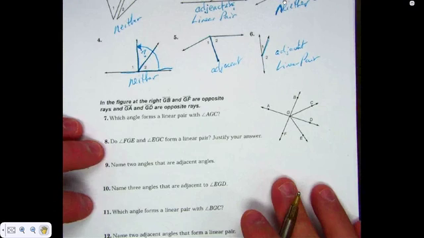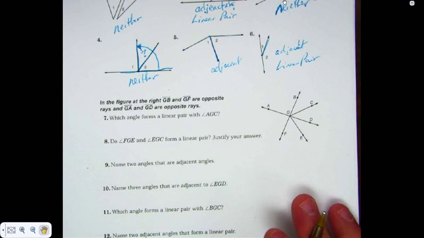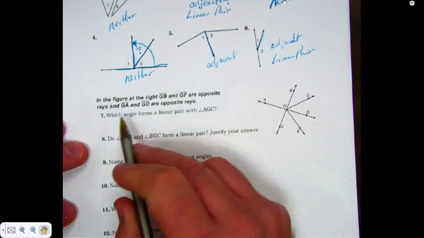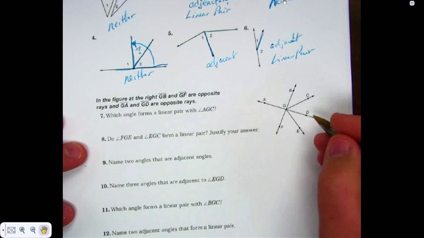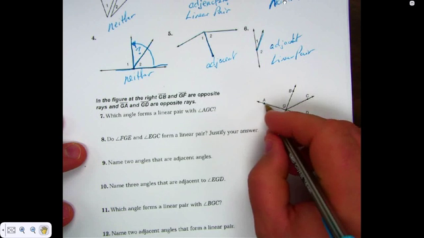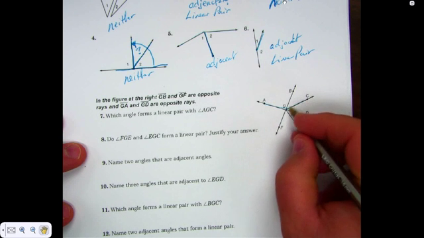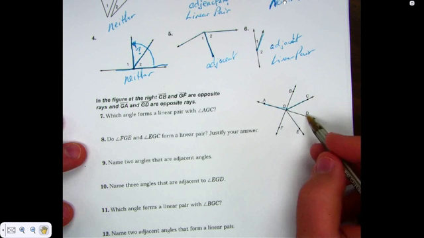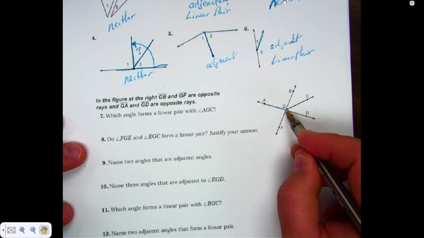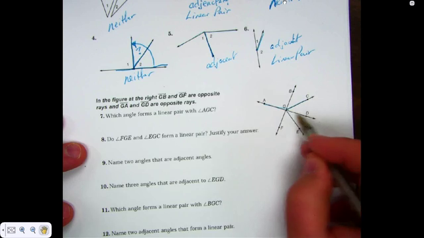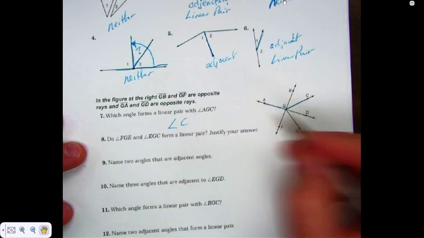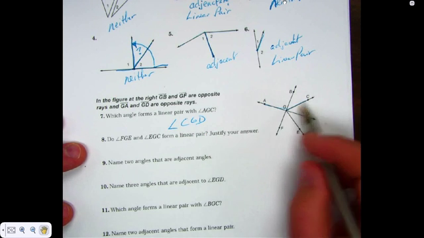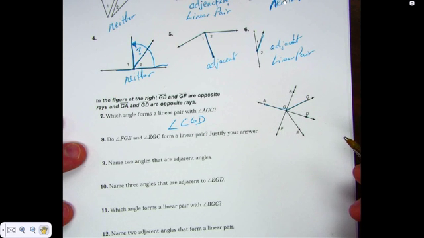Let's see, in the figure at the right, GB and GF are opposite rays, and GA and GD are opposite rays. What that means is that they create a linear pair, a straight line. Which angle forms a linear pair with AGC? So you got A to G to C. What creates a linear pair with that one? C what? Angle CGD. Would you have been right to say DGC? Yeah, you would have. Everybody see that?